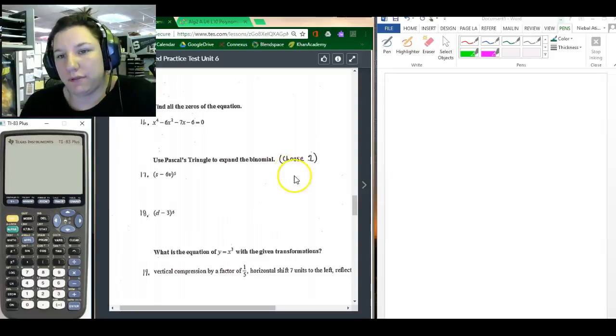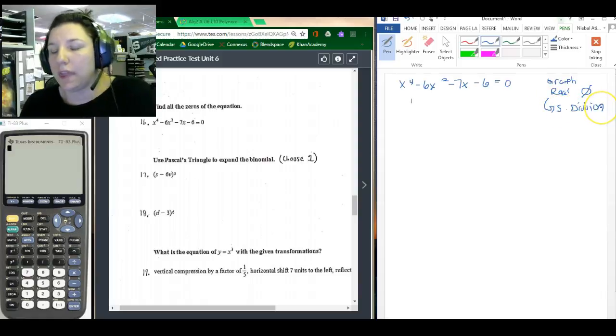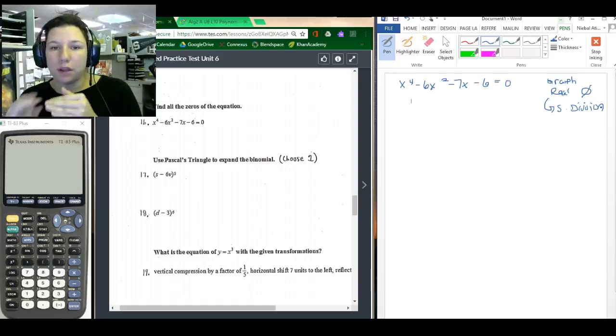Number 16, find all the zeros of the equation. Okay, and what we're going to do here is similar to other questions. You graph, find the real zero, use that for synthetic division. And every time you do synthetic division, you're going to bring down the degree by 1.